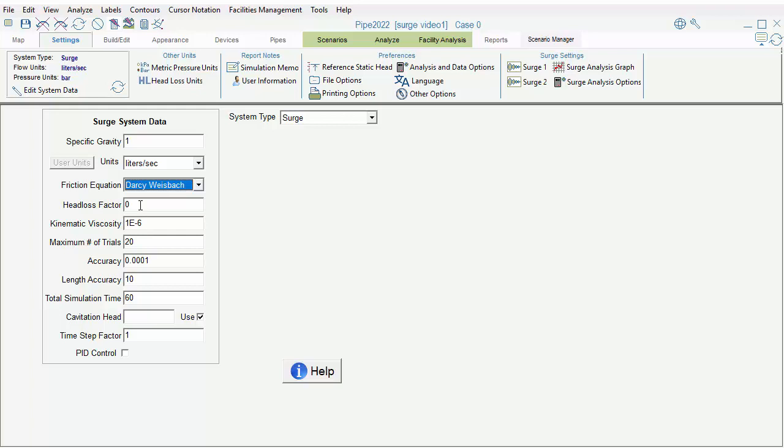The head loss factor is usually set to 0 or left blank. This factor is used as a way to define an overall loss across the whole piping system rather than attempt to define minor losses throughout.